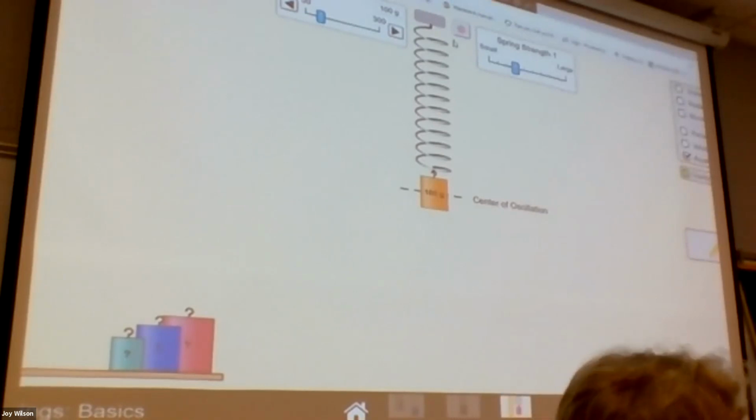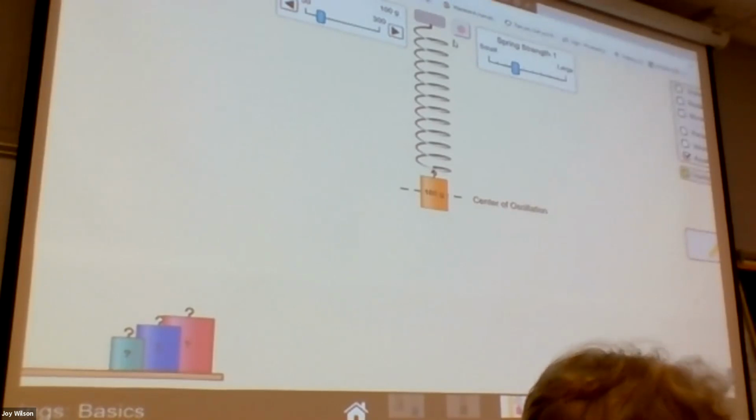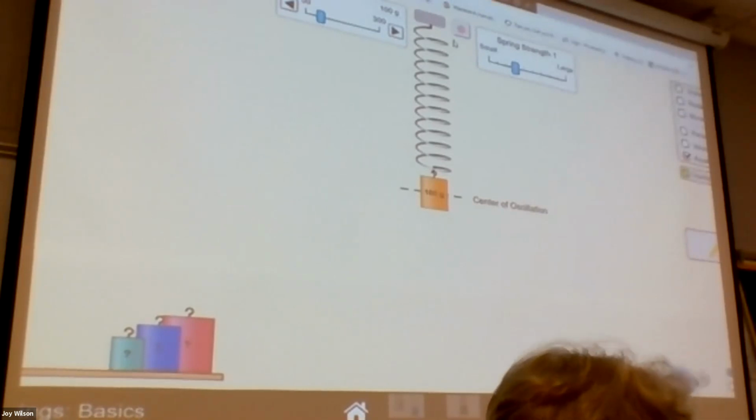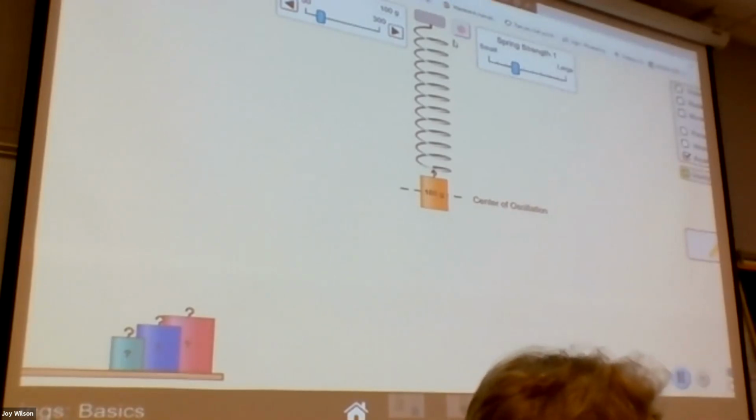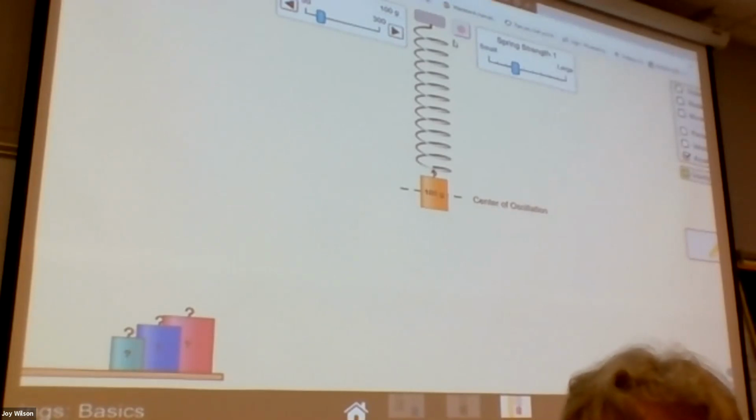So you apply a force at the beginning to either compress it or stretch it. And then after that on a horizontal, the only force you have left is the spring force, which is changing size as you move. Yep, good question. We'll come back to some of those.